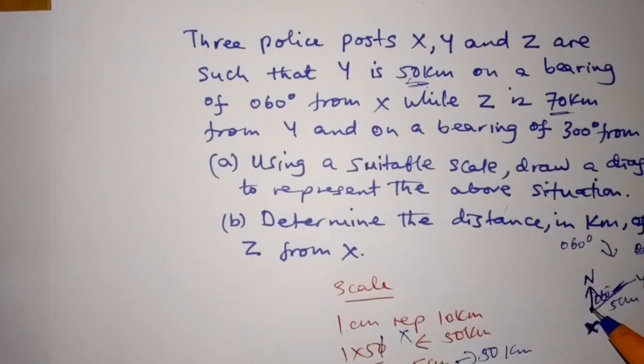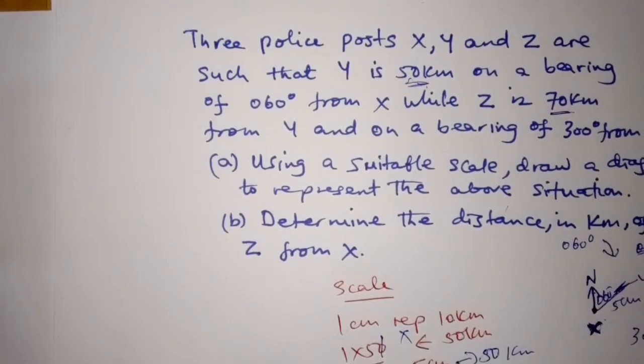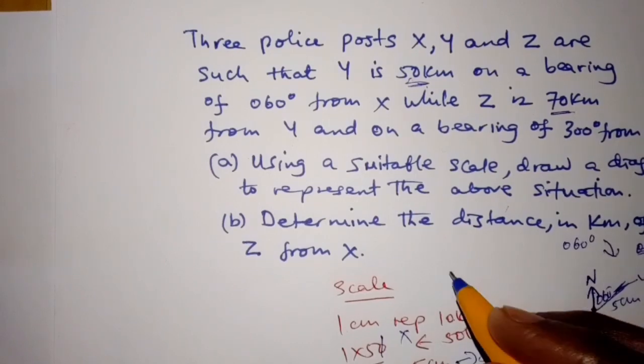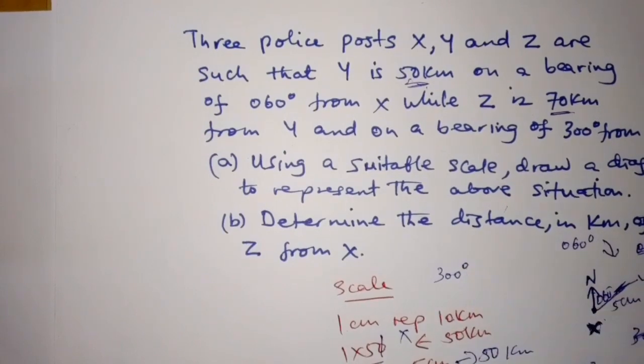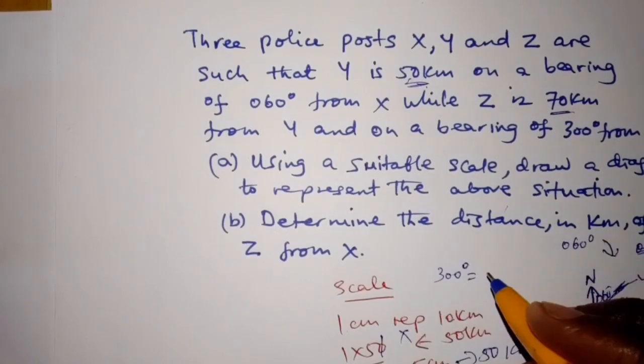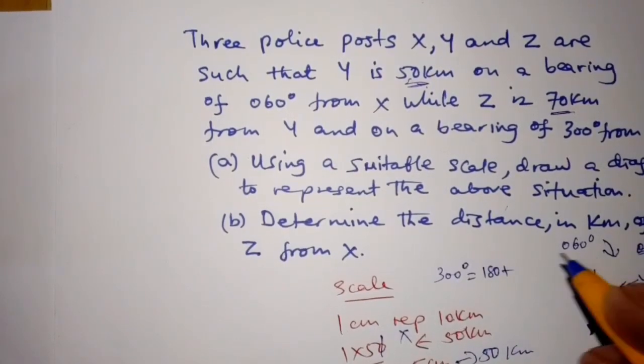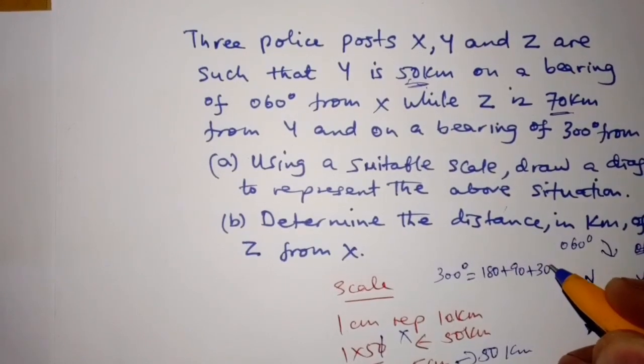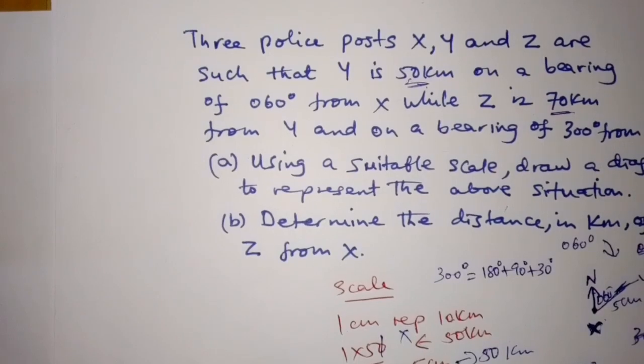This is X. So how can we measure 300 degrees? 300 degrees is given by 180 degrees plus 90 degrees plus 30 degrees, which gives us 300 degrees, and we measure the bearing from North clockwise.